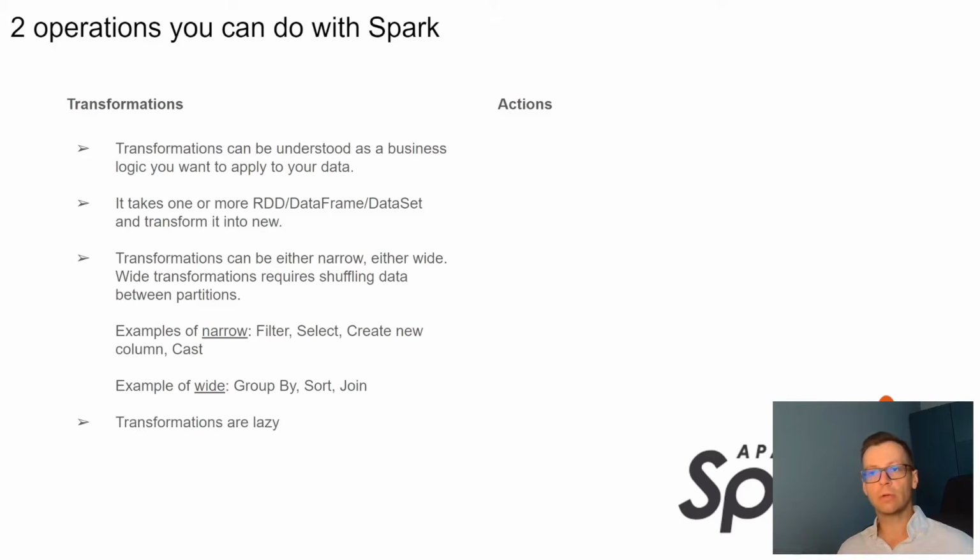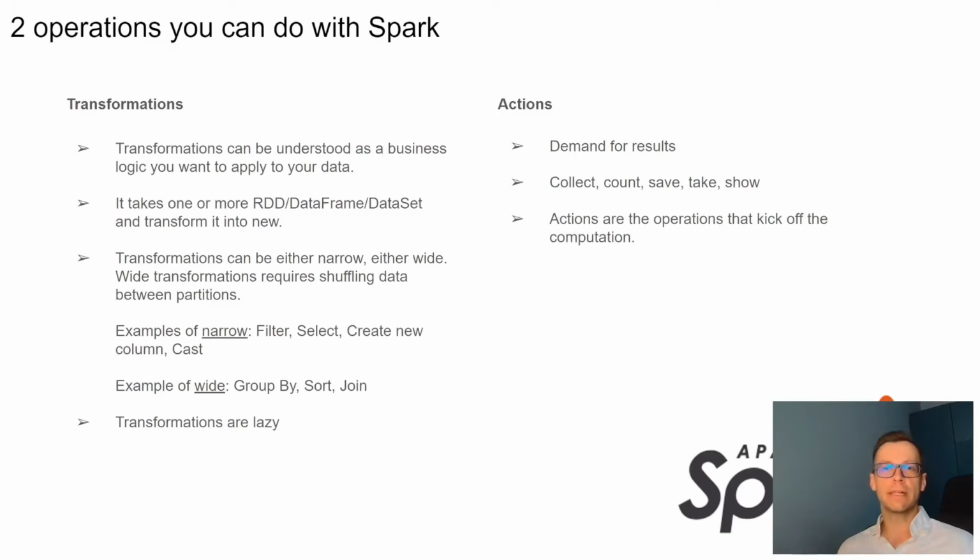And the last thing about transformations: they are lazy by nature, meaning Spark will not do anything unless it has to. And on the other hand, we have actions. An action is a demand of results. For example, whenever we are calling a function like collect, count, save, take, or show, this is basically information for Apache Spark: okay, enough is enough. Execute all the transformations plus the action I have asked you to do, and Spark will not wait any longer. It will execute everything we have asked Apache Spark to do in our application.